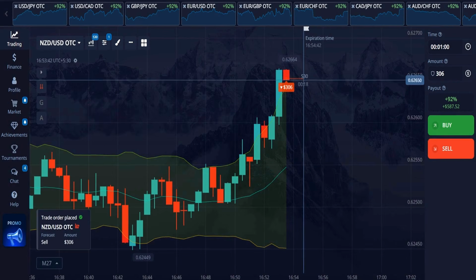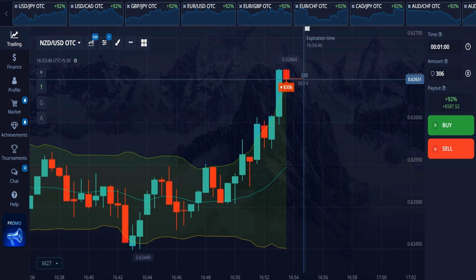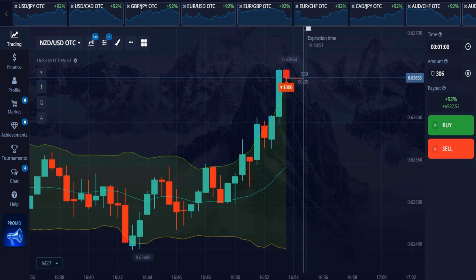Here we've got a clear reversal at power candle zone setup forming. Notice the strong bullish candle extending far above the upper Bollinger Band. The body is large, the wick is small, and the momentum looks exhausted. This kind of candle often signals that buyers have pushed too far, creating a potential reversal zone.